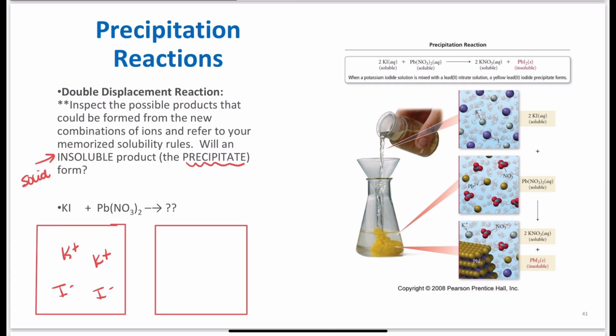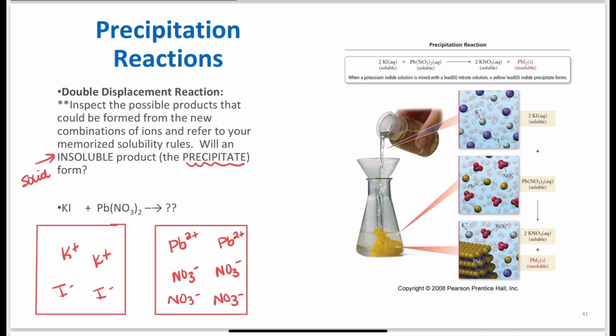My other reactant is lead(II) nitrate. I know that this is also soluble because although lead is not always soluble, nitrate salts are always soluble. So I know this will be Pb2+ and some nitrates floating around. And for every one Pb2+, I will have 2 nitrates floating around.